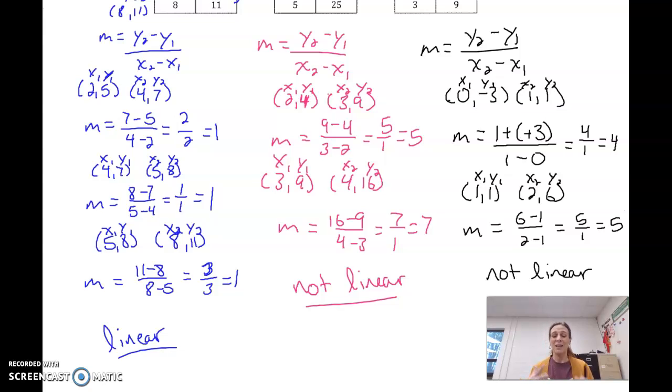Okay, so again, we're just diving deeper into what it means to be a function, and specifically a linear function in this case. And if it's a linear function, we need to use our slope formula to find the slopes because the slope is our rate of change. And to be linear, you need a constant rate of change.